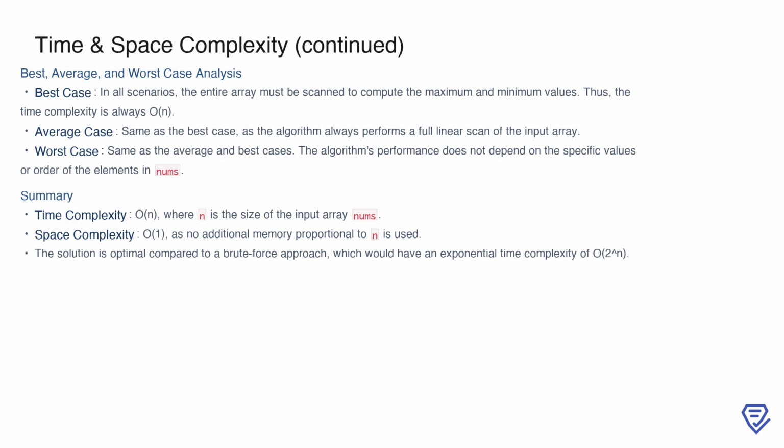This means the time complexity remains O(n) in the best, average, and worst cases. The performance does not depend on the order or values of the elements in the array, as the linear scan is always required. To summarize, the time complexity of this solution is O(n), where n is the size of the input array, and the space complexity is O(1), as no additional memory proportional to the input is used.